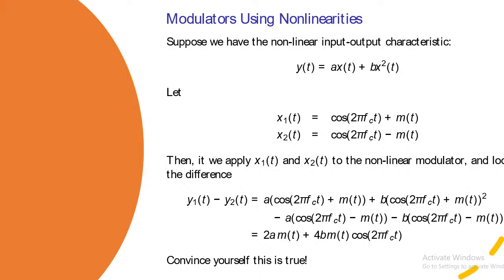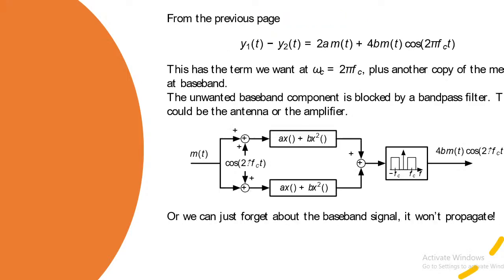y1(t) is obtained by taking x1(t) as the input, and y2(t) is obtained by taking x2(t) as the input. Take their difference. That gives a[cos(ω_c t) + m(t)] + b[cos(ω_c t) + m(t)]² for x1(t), minus a[cos(ω_c t) − m(t)] minus b[cos(ω_c t) − m(t)]². If you add these terms, that will give you 2a m(t) + 4b m(t) cos(ω_c t). You can derive this yourself; it is very simple algebra.